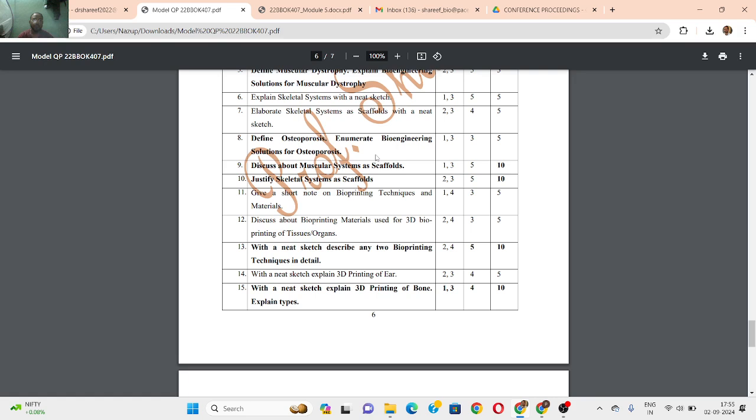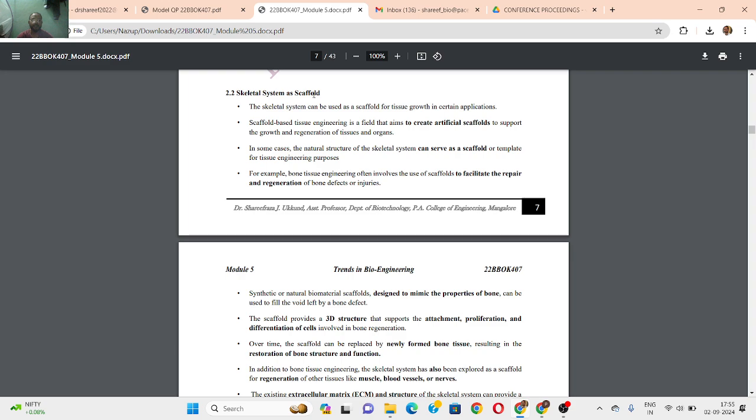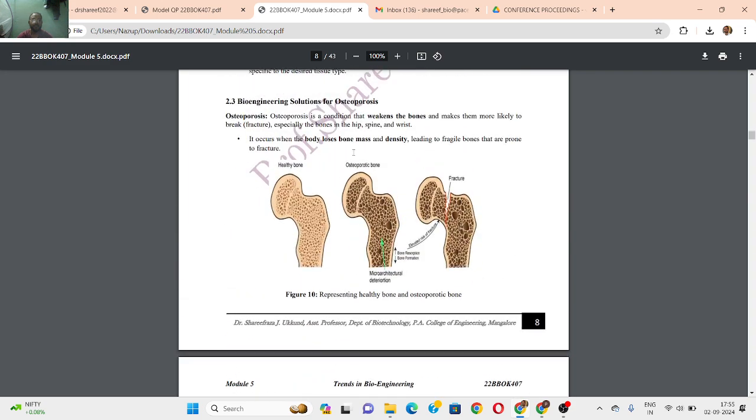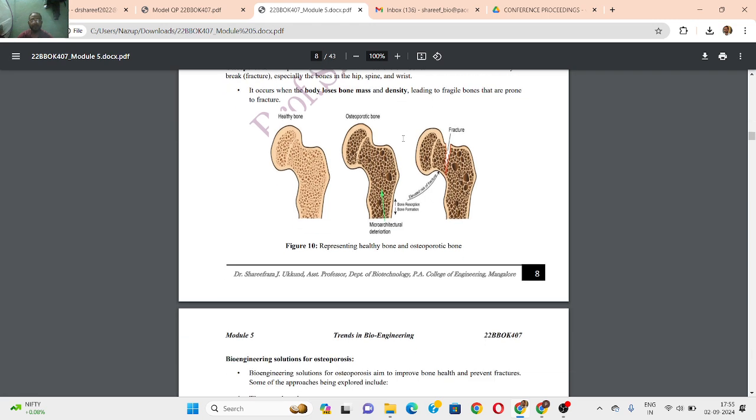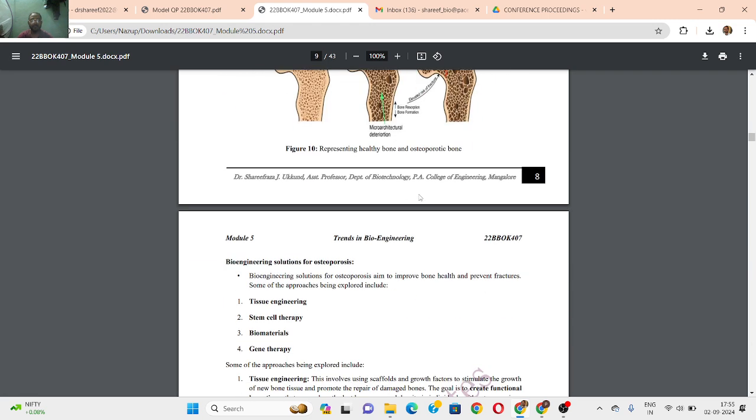Next, define osteoporosis and enumerate bioengineering solutions for osteoporosis, 5 marks. So you are having osteoporosis here, bioengineering solution for osteoporosis. Define, 1 mark, and this point is important, so 1 mark, so 2 marks there. Diagram, 1 mark, 3 marks.